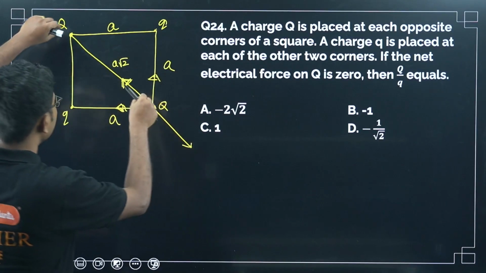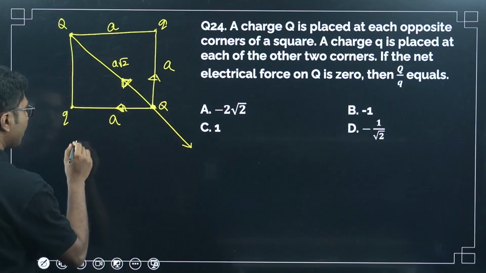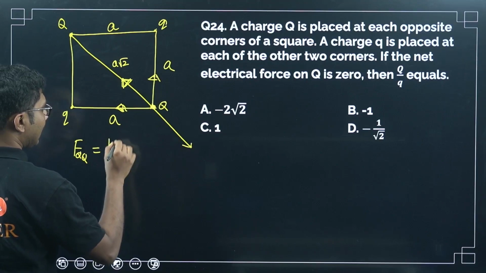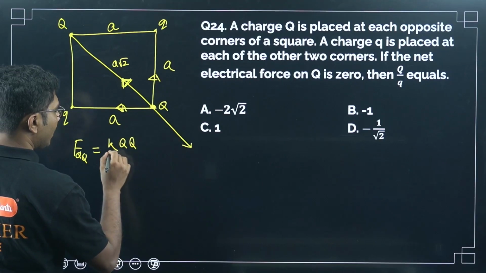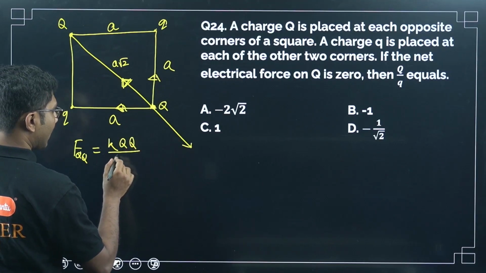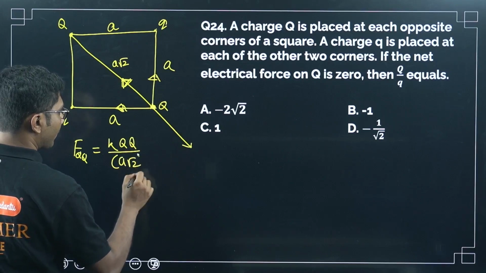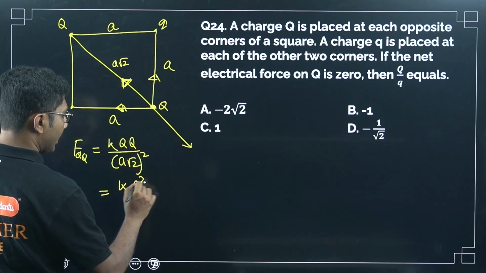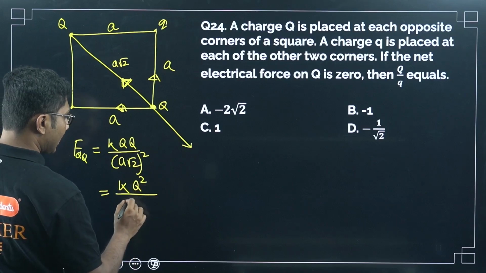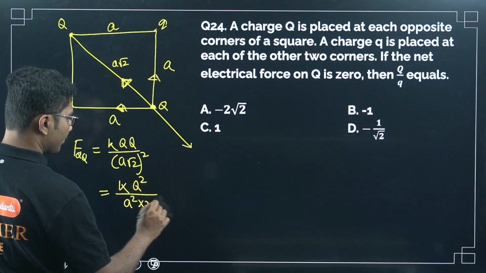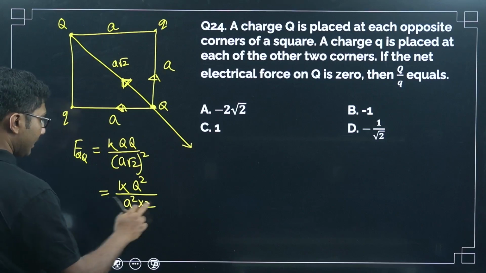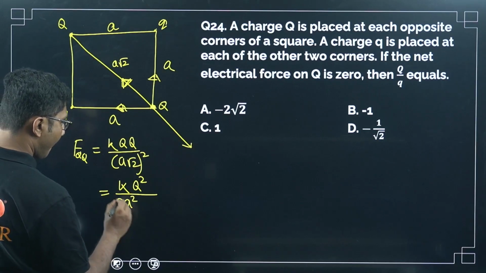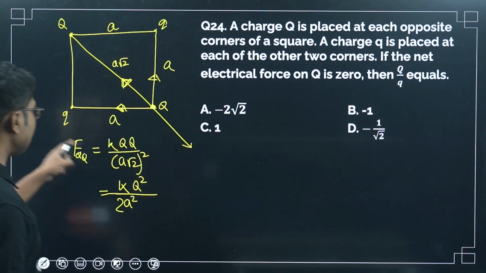So what is the force between these two charges? Force between QQ is given by K QQ divided by distance square. Distance is a root 2. So it will be K Q square divided by a square times 2, or let me write it, 2a square. So this is the force between these two charges.